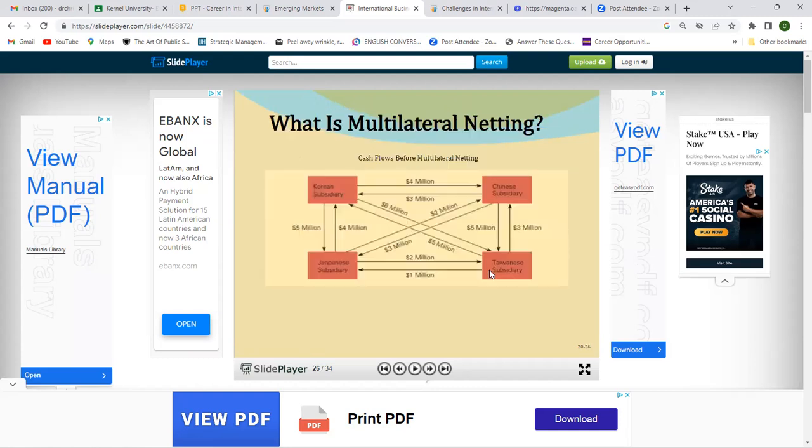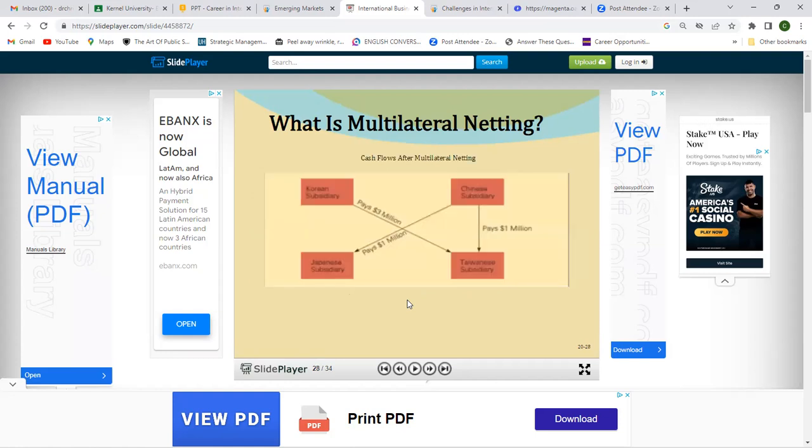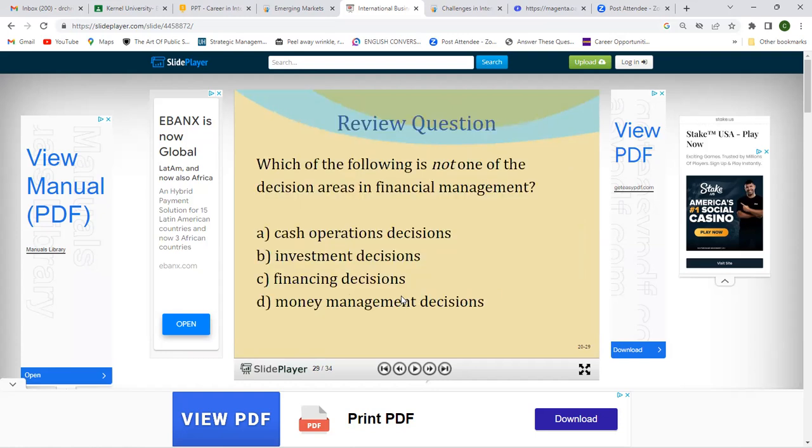Cash flows before multilateral netting. Korean subsidiaries, Japanese subsidiaries, Chinese subsidiaries, Taiwanese subsidiaries, you can see how they are all connected. We have Korean, Chinese, Japanese, Taiwanese, and the total payments showing the connection between the paying subsidiaries of Germany, France, Spain, Italy. Cash flows after multilateral netting, showing how the graph changes a little bit.